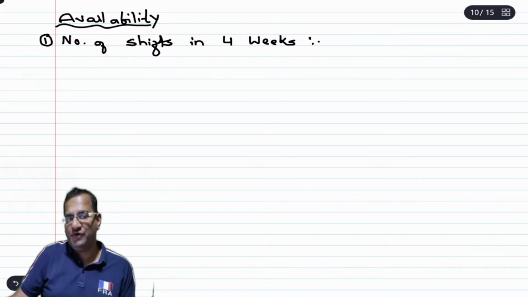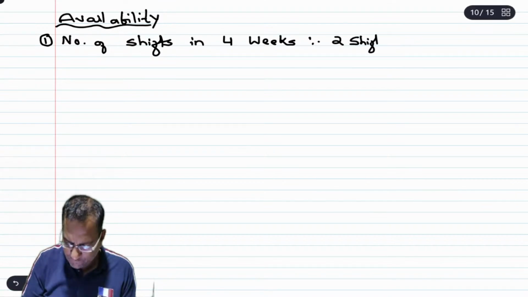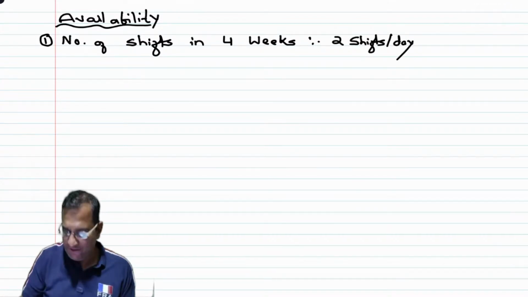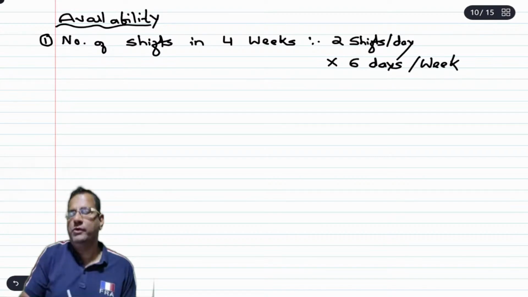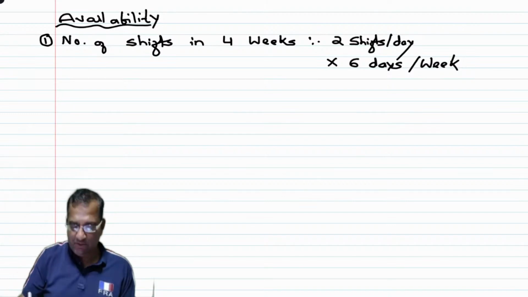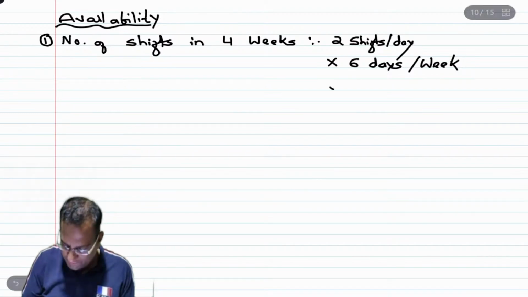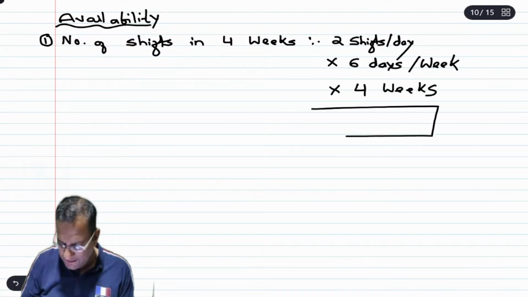How many shifts will there be in 4 weeks? We have been told there are 2 shifts per day. There are 6 days in a week, so it will be multiplied by 6 days in a week. So 2 shifts per day multiplied by 6 days gives 12 shifts per week. While we require the data for 4 weeks, therefore multiplying by 4 weeks gives a total of 48 shifts.